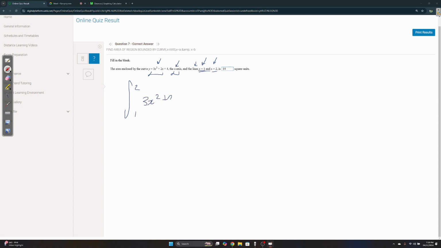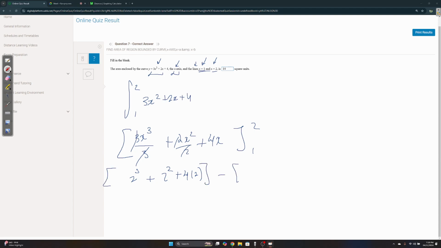Integral of 3x squared plus 2x plus 4. Integrate this. Take 3 down, increase power of x, divide by new power. 2, increase power, divide by new power. 4, add an x. Okay, what are my bounds? 1 and 2. Okay, this cancels with this, making our life way easier. Substitute now 2, so it's going to be 2 cubed plus 2 squared plus 4 times 2, right? I substituted 2. Minus, substitute 1, it's going to be 1 cubed plus 1 squared plus 4 times 1, close.